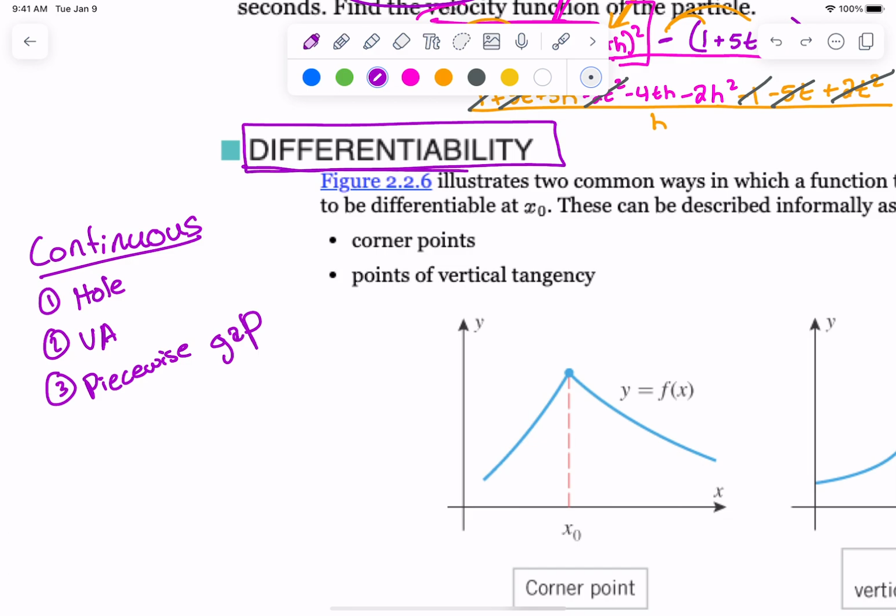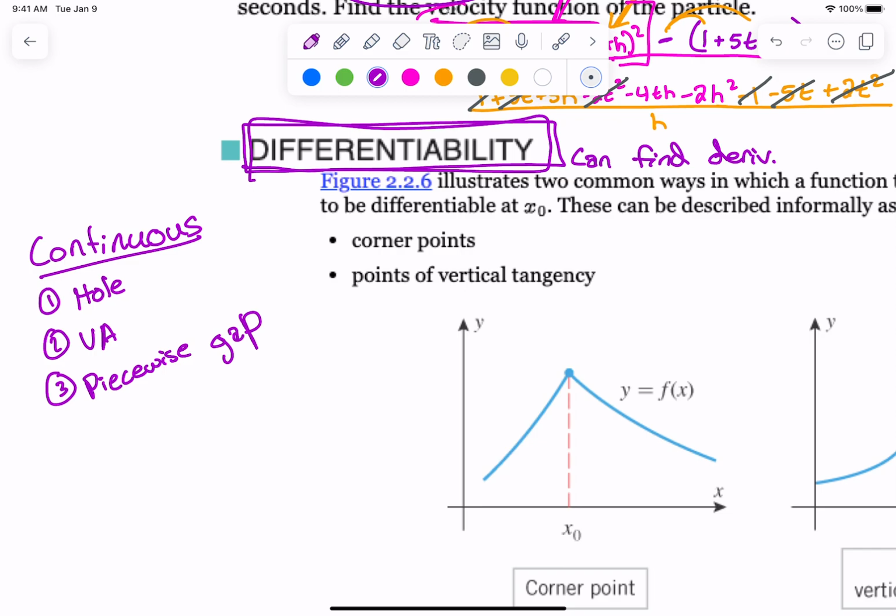Do you see this word right here? People think I make this word up. I said this one year in calculus and they said, you made that word up. I did not. Differentiability means you can find the derivative. If it's differentiable, you can find the derivative. So you can't find the derivative if it's not continuous. If it has a hole, a gap, or a VA, it's not continuous. You can't find the derivative at that point because the point doesn't exist.